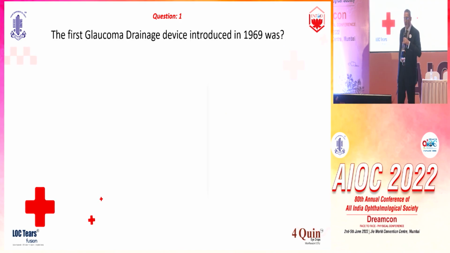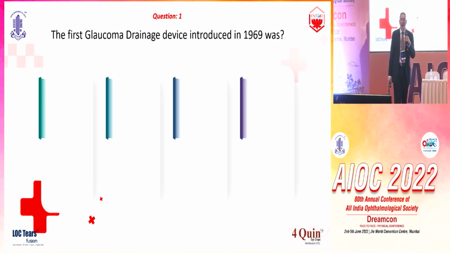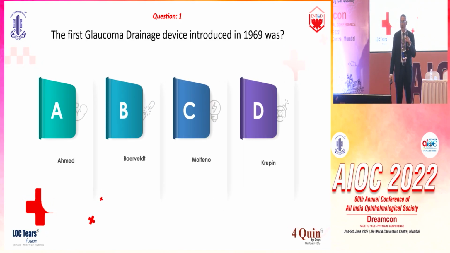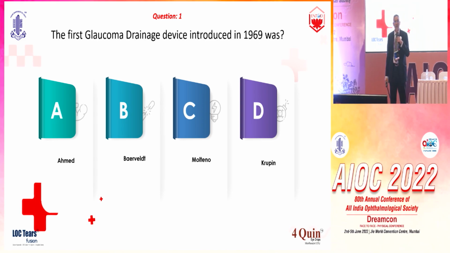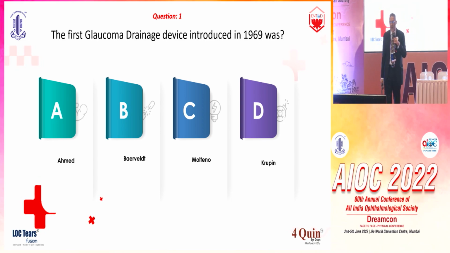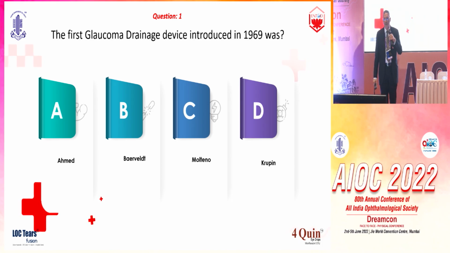The first actual question. The first glaucoma drainage device introduced in 1969 was the Ahmed valve, the Baerveldt valve, the Molteno valve, or the Krupin-Denver valve. 1969 was when the first glaucoma drainage device was there, and the time starts now.